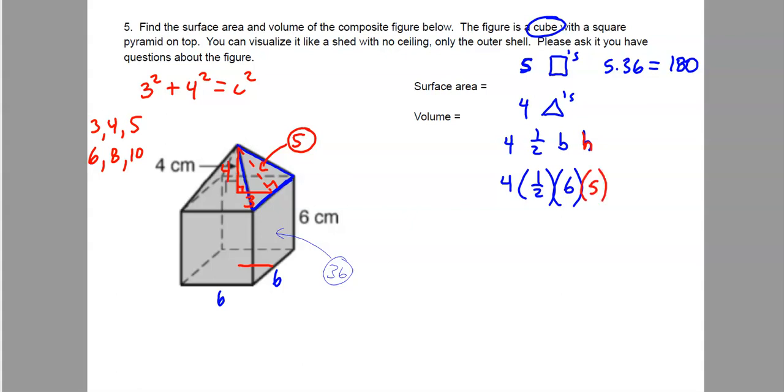And 4 times a half is 2. 2 times 30 is 60. So I put 60 in with that. So 180 plus the 60, grand total of 240 for the surface area.